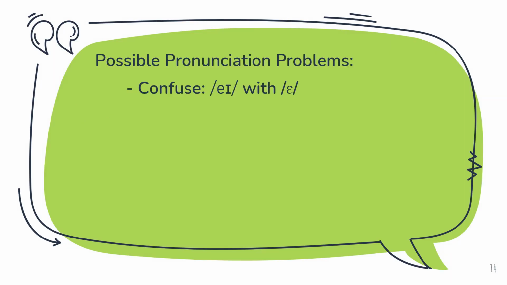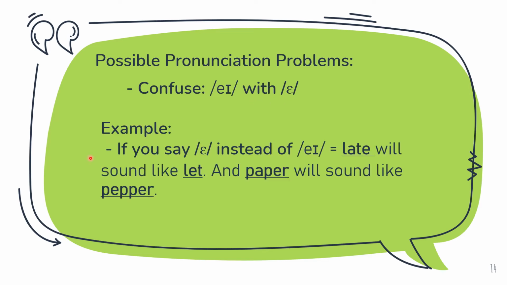As with the previous vowel sounds, we can also find pronunciation problems. For instance, we might confuse A with E. Here we have an example. If you say E instead of A, late will sound like let, and paper will sound like pepper. Okay? So practice the pronunciation of those words.